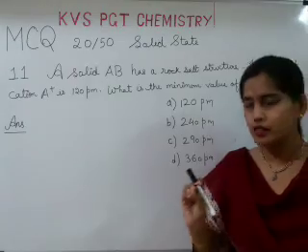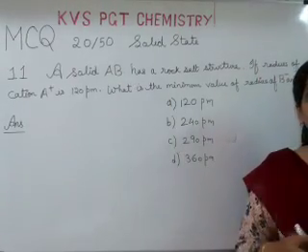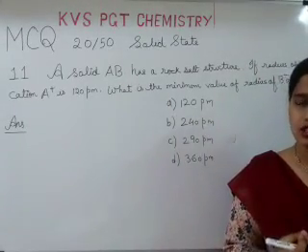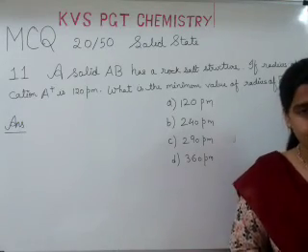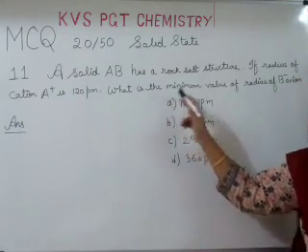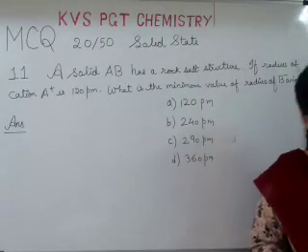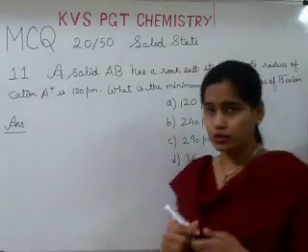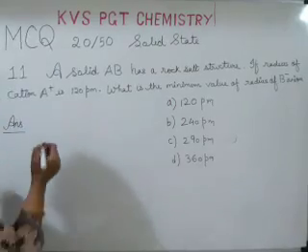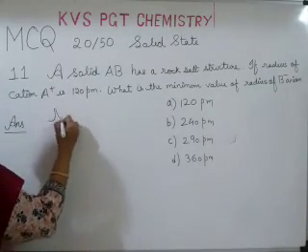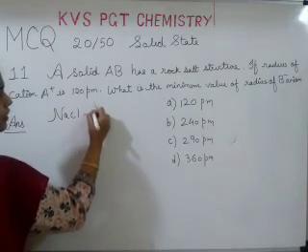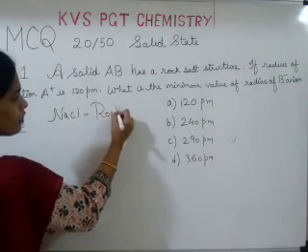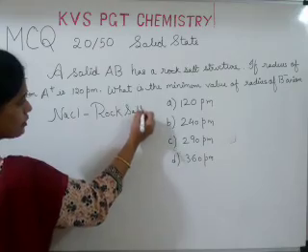In the question it is given AB is a solid that is having a rock salt structure, means that it is possessing the structure similar to NaCl. Now dear children, what is asked? What is the minimum value of the radius of the anion? So see how to solve this question. We know that the rock salt structure is the structure of NaCl, right?